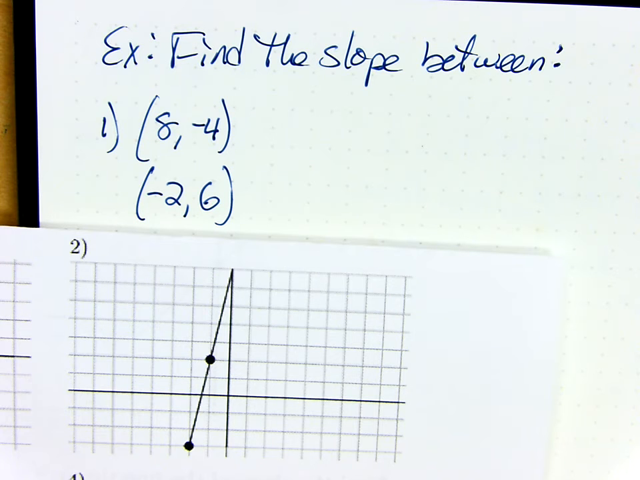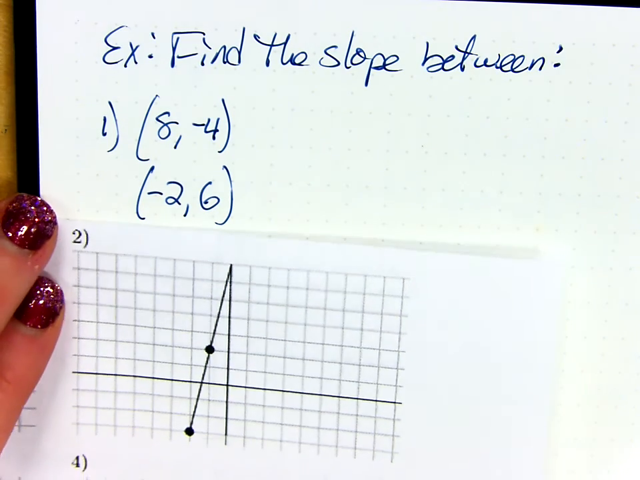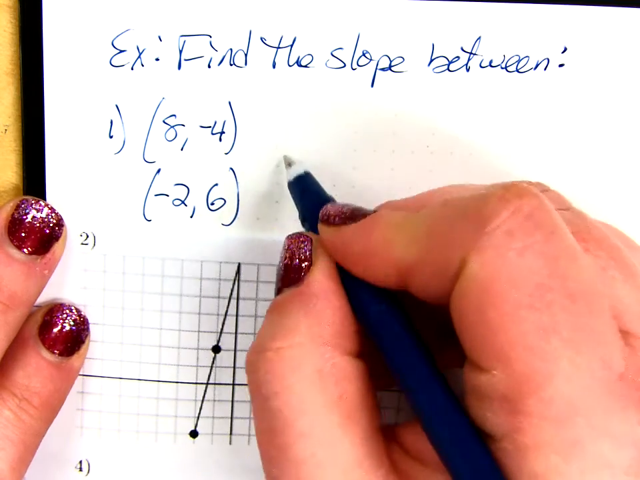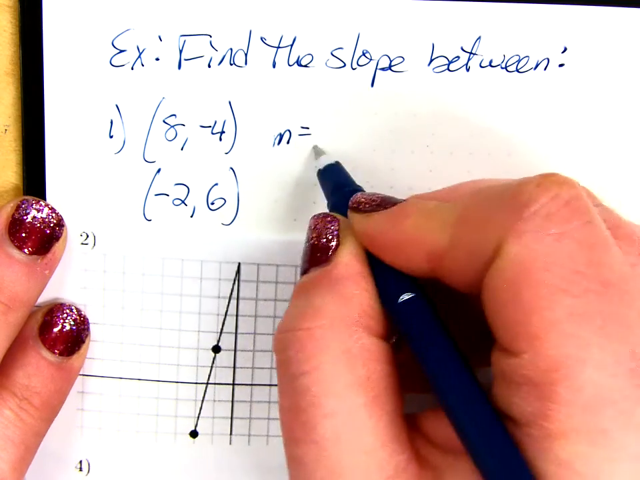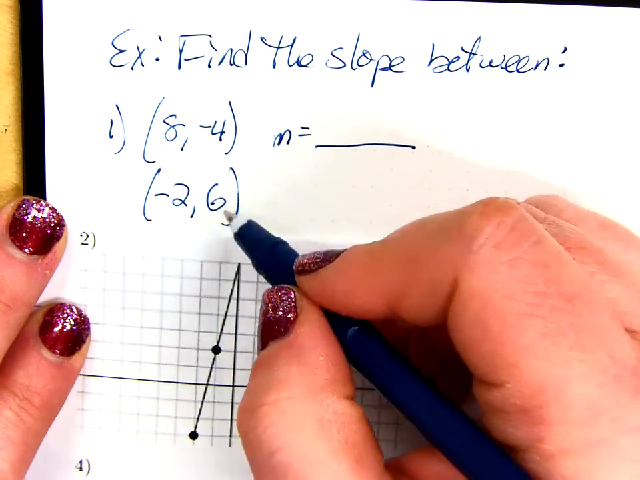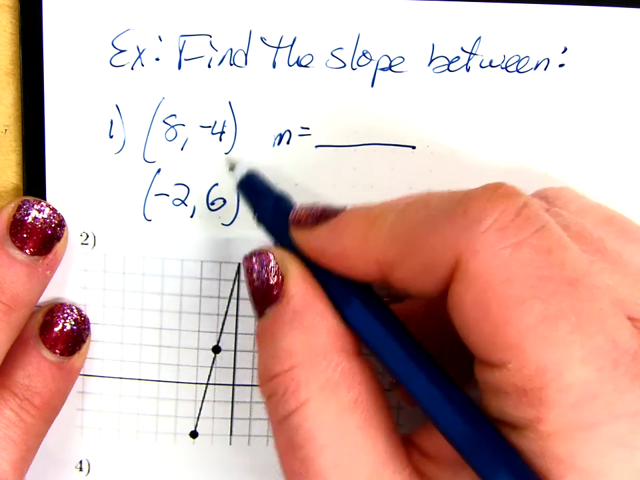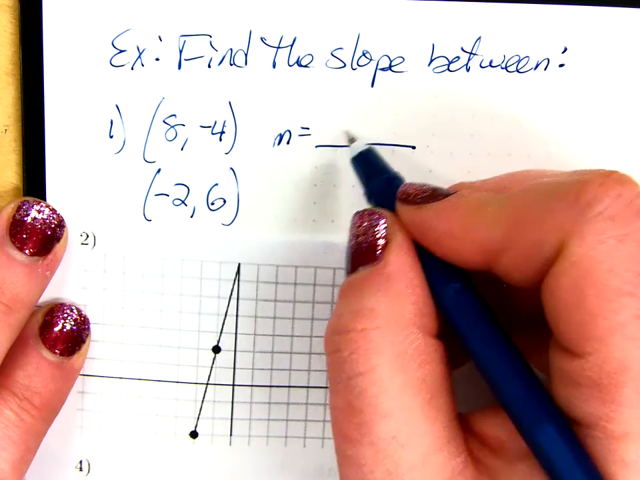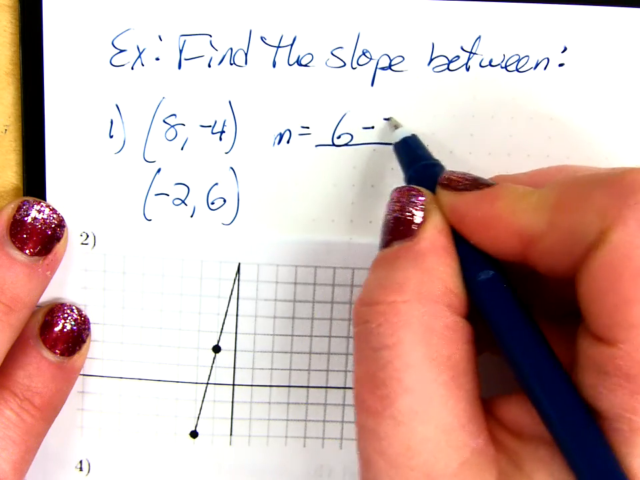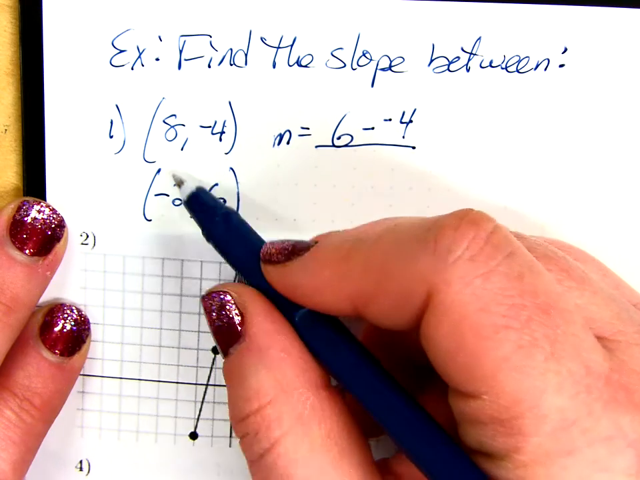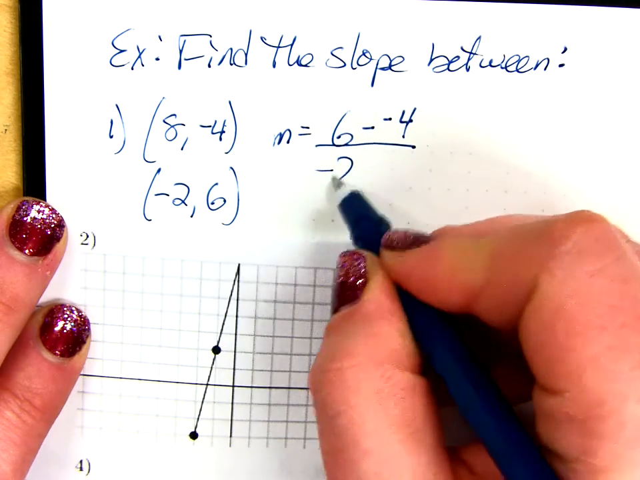Okay, did everybody get something for each one? All right, so let's start off with the first one. So I just gave you the numbers, so you're just going to pop the numbers into the formula, right? So y2 minus y1. So I want to do 6 minus negative 4, right? Did you do 6 minus negative 4? Yeah. And then on the bottom, I'm going to have negative 2 minus 8.